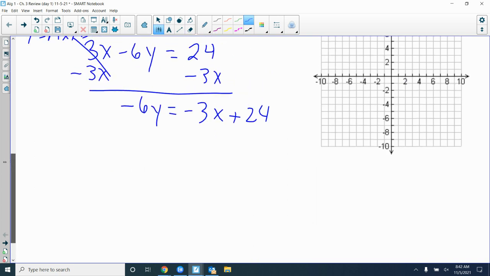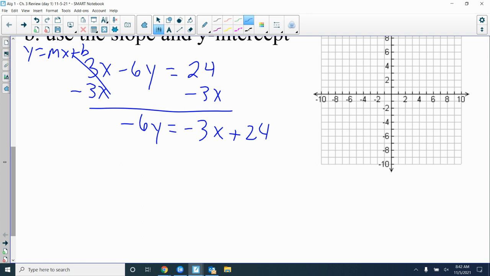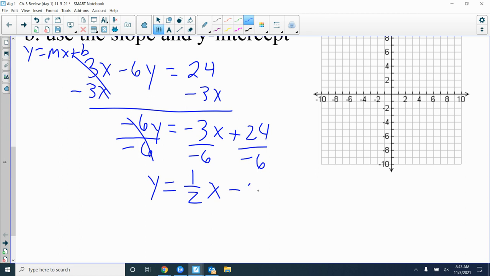Okay, now what? What's attached to the y, Jenna? -6. What do you do? Divide by -6. How many places? All of them. Done. Okay, guys, what's -3 over -6? Isn't it positive? How does -3/6 reduce as a fraction? Don't say 0.5. It'd be 1/2. There's my slope. Okay, what's 24 divided by -6, Taryn? -4.